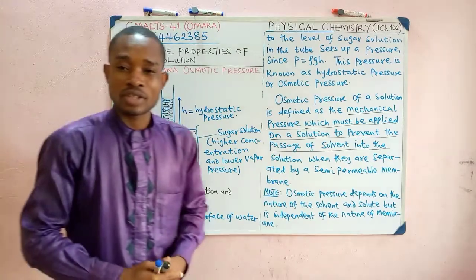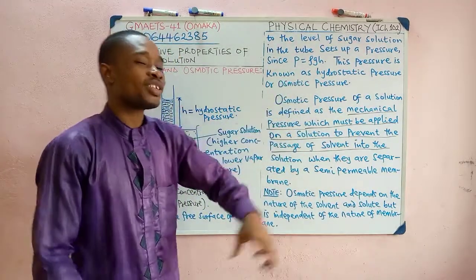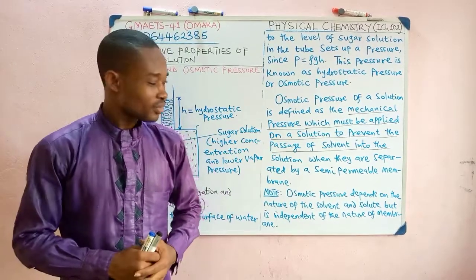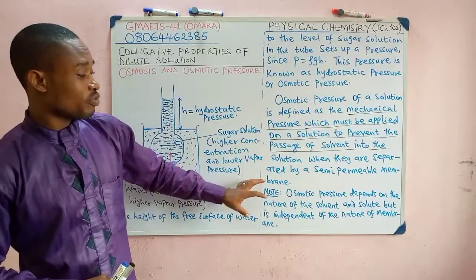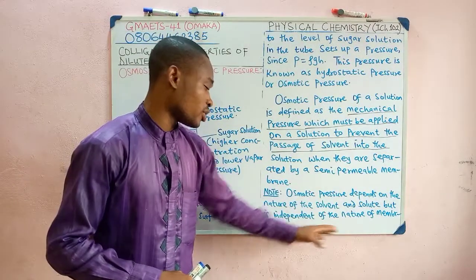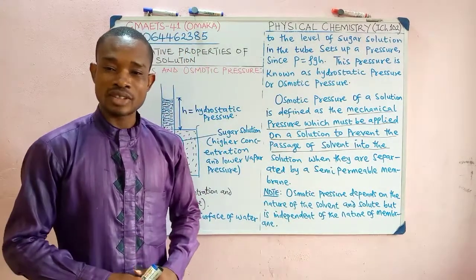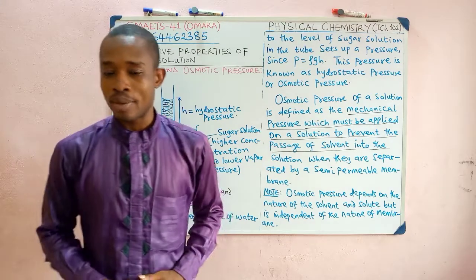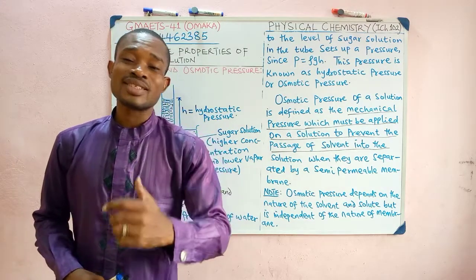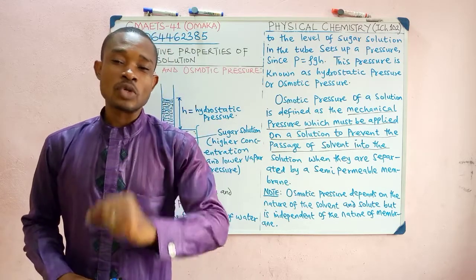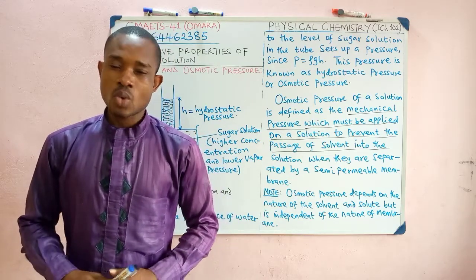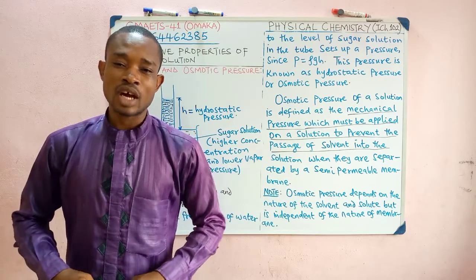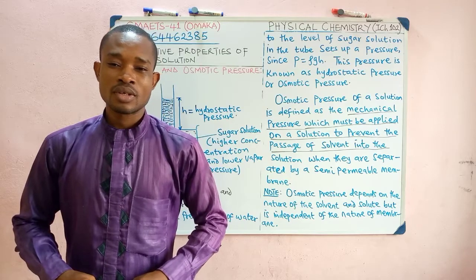It's an equilibrium condition. So the mechanical pressure applied to cause that is what we call osmotic pressure. It's important for us to know that osmotic pressure depends on the nature of the solvent and solute. It does not depend on the semi-permeable membrane. In the next video, we are going to establish the formula for osmotic pressure, where we will consider the classic Pfeffer's experiment and the Van 't Hoff equation.